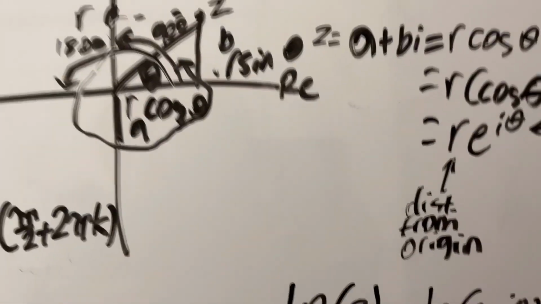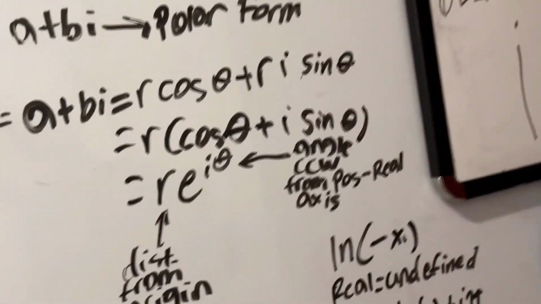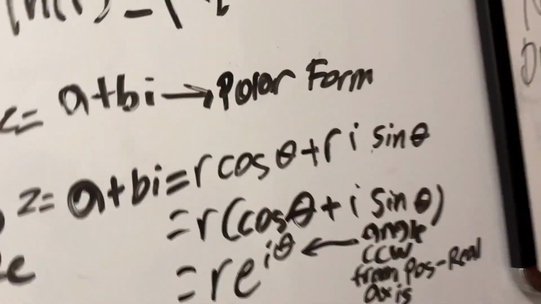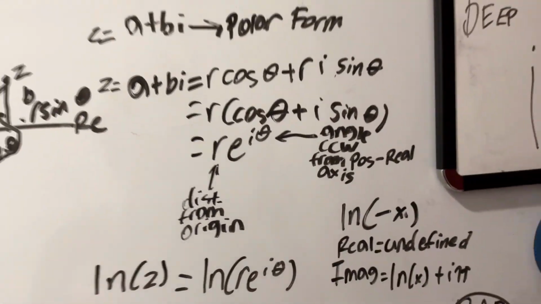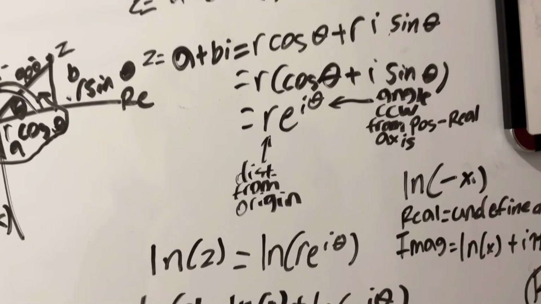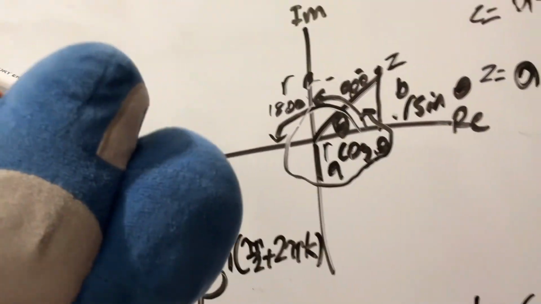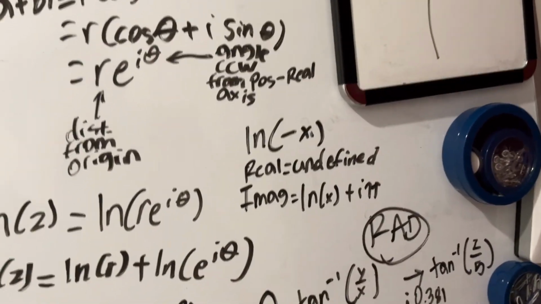We can now use those as a plus bi, so we can plug it in as r cos theta plus r times i times the sine of theta. We can factor out r, so it's r times cos theta plus i sine theta, and guess what? That's Euler's formula, so that turns out to be r times e to the i theta, with r being the distance from the origin, and theta being the angle counterclockwise from the positive real axis.